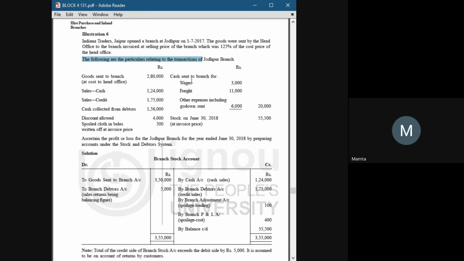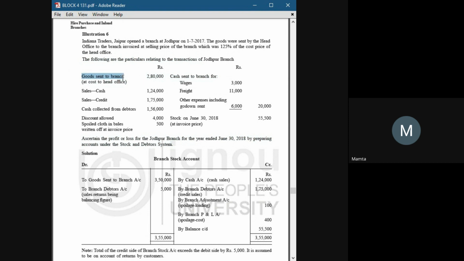Here, some entries are given to us, and we will prepare the accounts. Ascertain the profit and loss for the Jodhpur branch for the year ended June 30, 2018, by preparing the accounts under the stock and debtor system. Okay, let's start. First, read this.